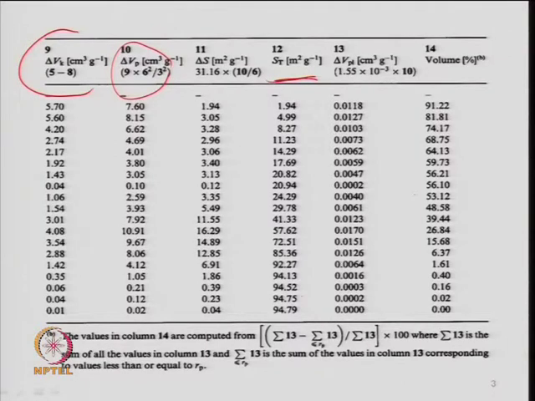Finally, if I look at this value, you see here it is almost a constant value. This is the surface area of that solid, which is similar to your BET surface area if you calculate from that. So, the total number of molecules which have desorbed from the surface is related to the surface area.